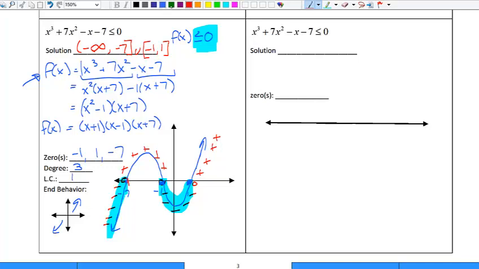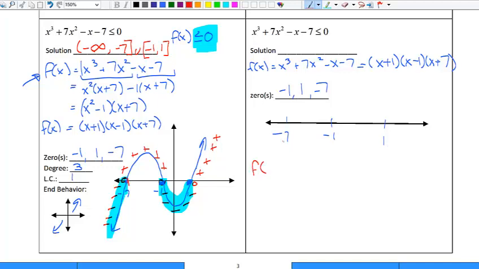Okay, let's do this problem again using the sign test, the same exact problem. So my f of x is the same. Because I just spent some time factoring this, I'm not going to factor that again. If you were to go straight to the sign test and only do the sign test, then you would have to do all that work again, okay? My zeros are -1, +1, and -7. And I have lots of things I need to pick here, don't I? I have lots of intervals.